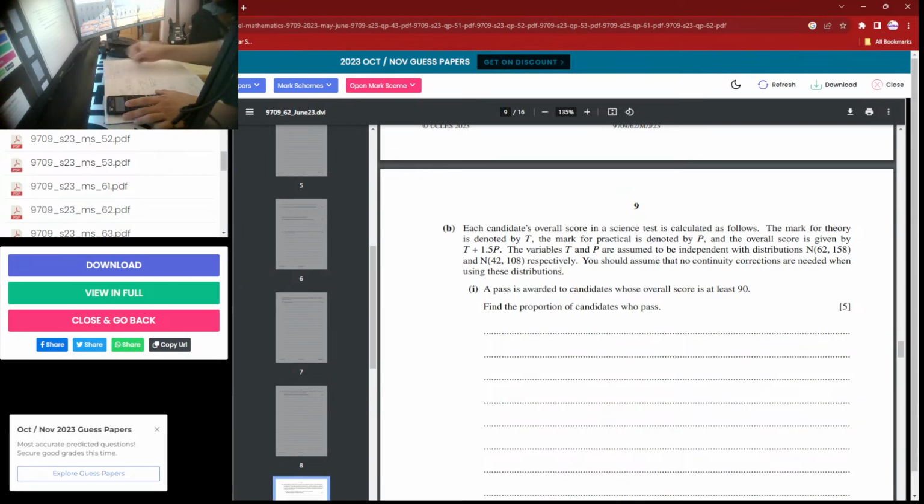So for it to be at least 90, you want to include 90 as well. So you do continuity correction, so it's minus 0.5 since you want to include 90, so it's more than 89.5. And then you subtract 125 and divide by root of 320. So P of Z would be more than (89.5 minus 125) divided by root of 320. You'll get more than negative 1.986. So this would just be phi of 1.986.